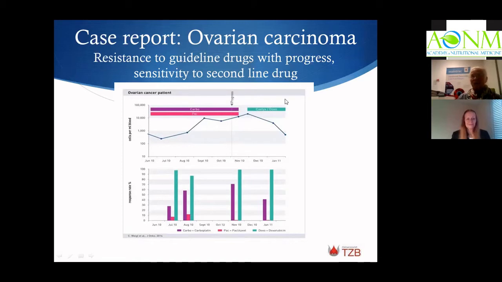Then they switched to another agent, which we had tested to be effective. And we had tested the two given drugs as being very low or ineffective. And when they switched, her cell numbers went down, her disease stabilized, but you can't give these drugs for a long time. So if they had switched to this drug already earlier, maybe she would have been faring better.